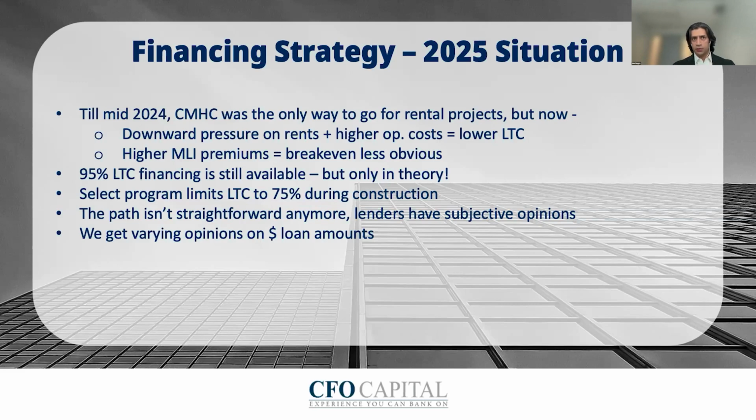And the good news is that there are plenty of options, and we'll go through that in a moment. What's been happening in general? Clearly, there is downward pressure on rents. We are seeing that. We're reading about it in the headlines. Your operating costs are what they are. They're sideways or maybe going up a little bit. What does that translate to? Potentially a lower loan to cost and a greater capital outlay from your side. The higher premiums are not making it easier. It just means that the break-even point to actually justify paying those CMHC premiums isn't as straightforward as it used to be.